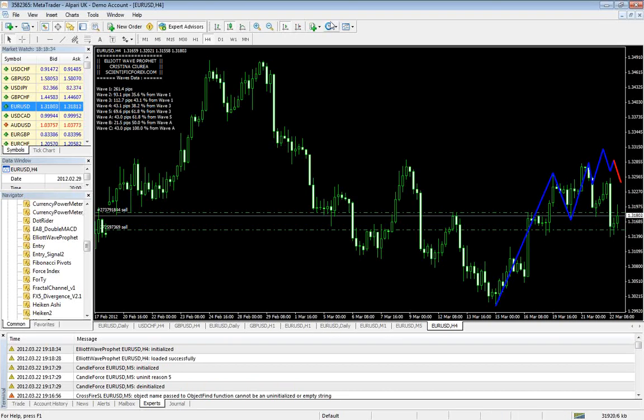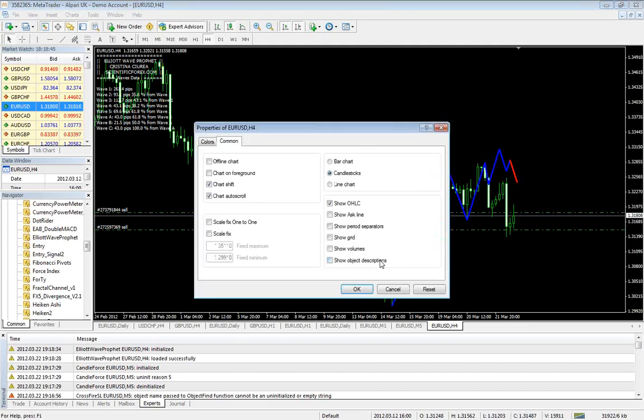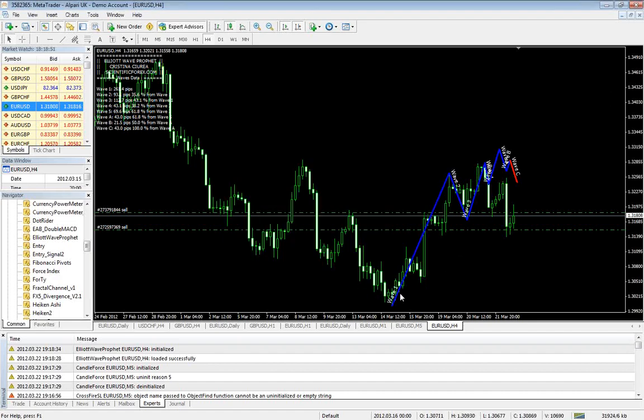So what it does, it checks for the closest fractals and it will draw your first lines. If you want to see the waves, like wave 1, 2, 3, you need to right click on your chart, go to properties, and click here for show object description. Click OK, and here we go. We have wave 1, wave 2, 3, 4.